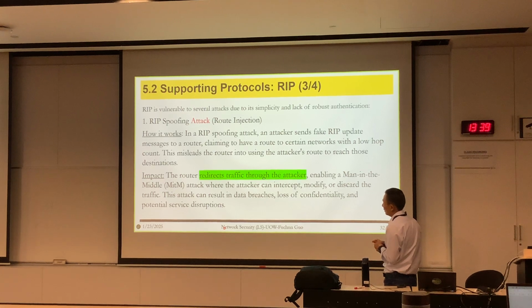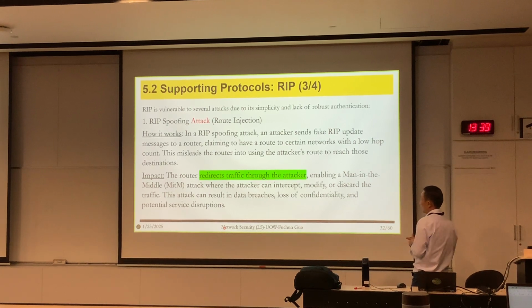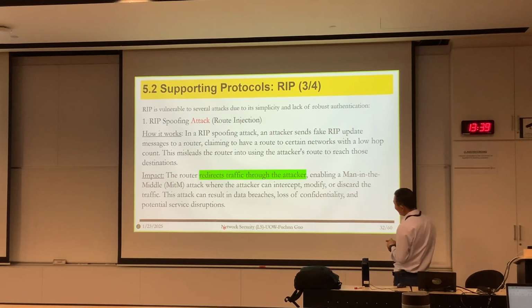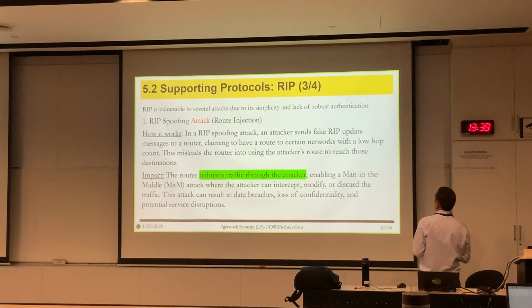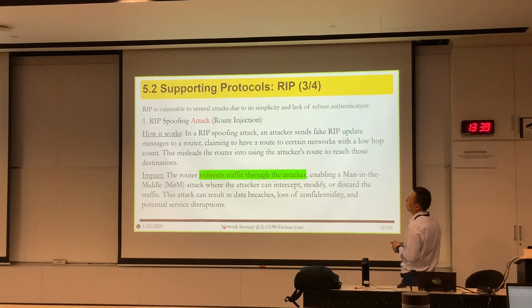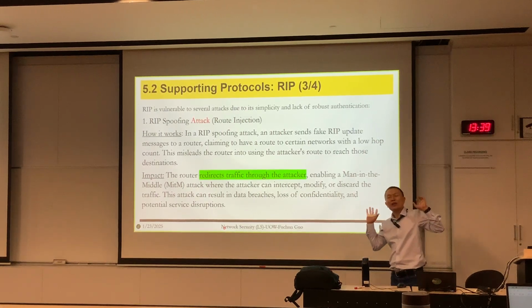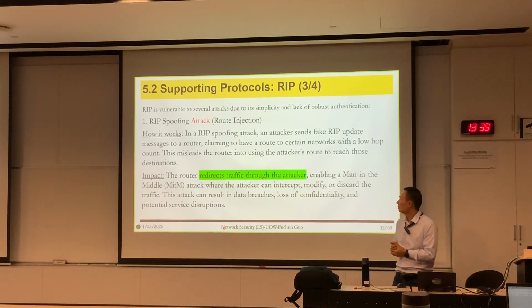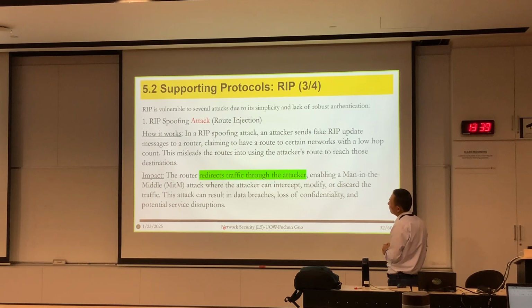It's called route spoofing, or false route information injection. In this kind of attack, an attacker can send a fake RIP update message to a router, claiming to have a route to certain networks with a low hop count. Low hop count means telling people, hey, I know someone sitting very close to me. If you would like to talk to them, you can send a message to me. And this misleads the router into using the attacker's route to reach those destinations.